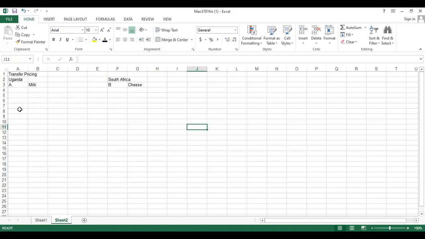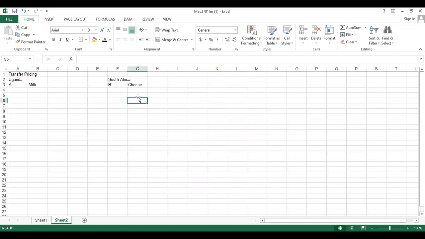Now consider that this Ugandan company, company A, is registered in Uganda and has its main operations there. The cattle is there in Uganda. They are milking in Uganda. So there's a possibility that we can produce the milk in Uganda and resell it in South Africa, in our other company that's in South Africa, and then make a profit likewise.